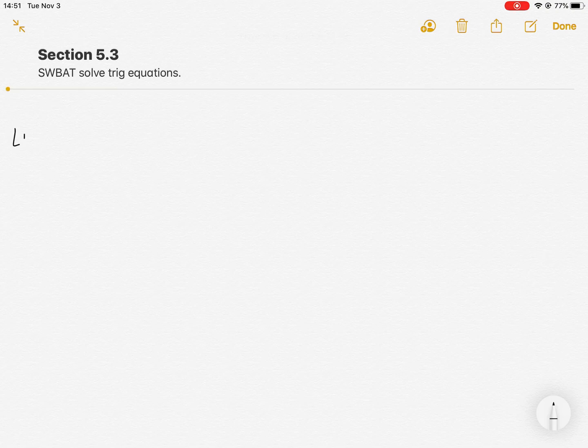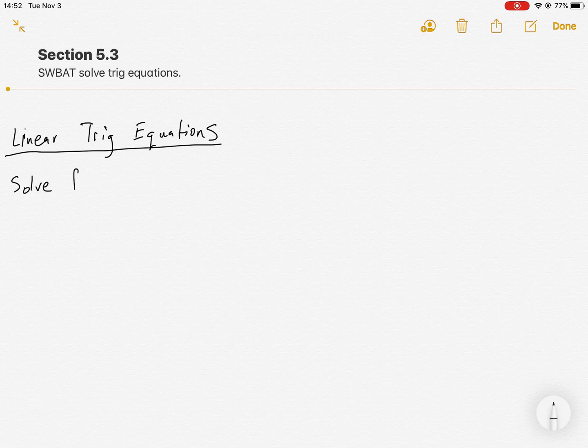But we'll start off with, I'll call them linear trig equations, meaning there's no squareds, there's no factoring. It's just kind of your more basic ones. It doesn't mean easy necessarily, but they are a little less complicated. So we'll just go ahead and say solve for x. And we'll do a couple of these. So we'll do 2 cosine of x plus the square root of 3 equals 0 to start with.